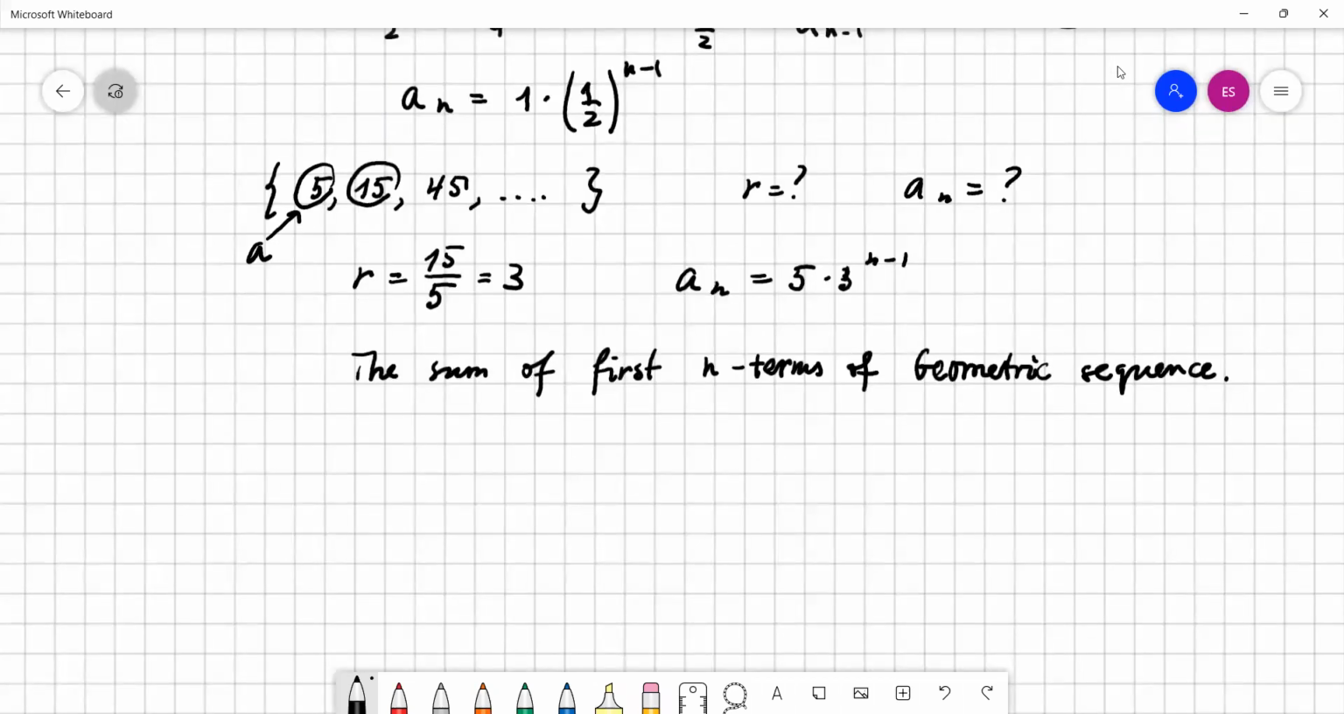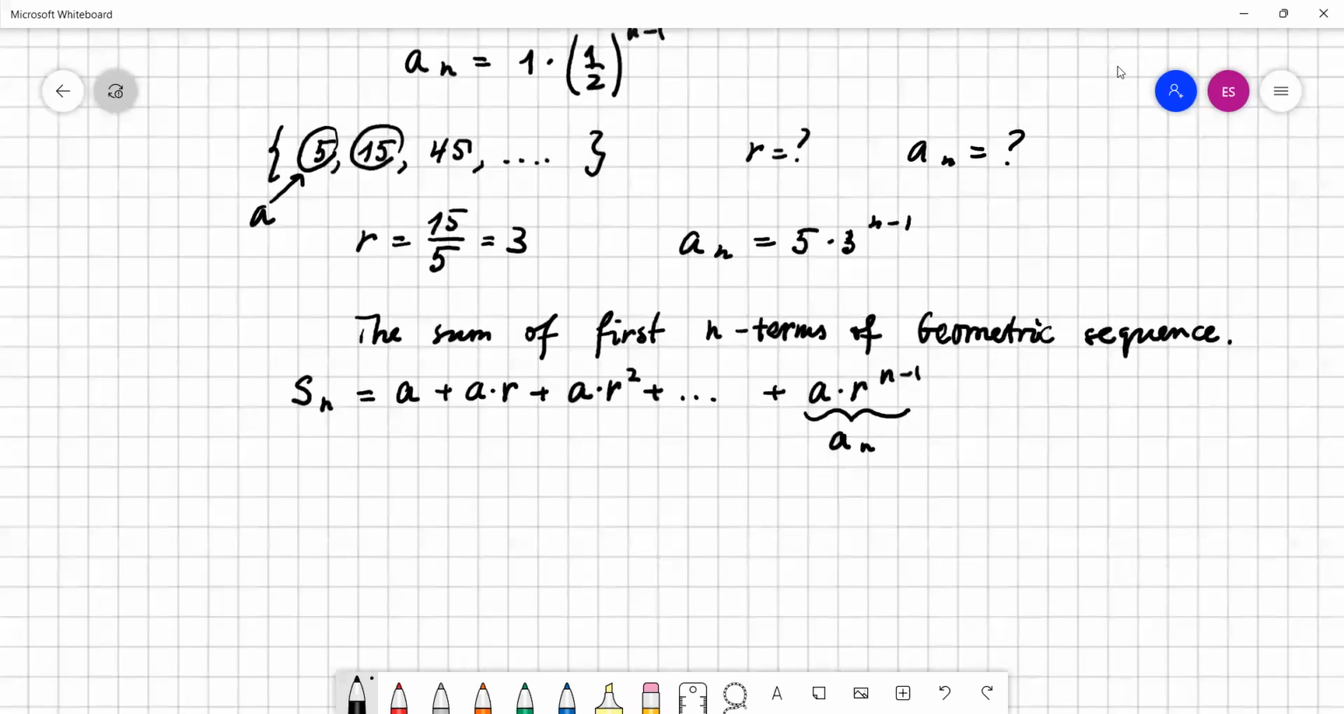Well, the first n terms are going to look like this. Sn equals a, the first term, plus term number 2, ar, term number 3, ar squared, and the last term is going to be ar to the power of n minus 1. That's term n, but the power is 1 unit less, just because we start with 0 power of r, right? Okay, so guys, we are trying to figure out this.